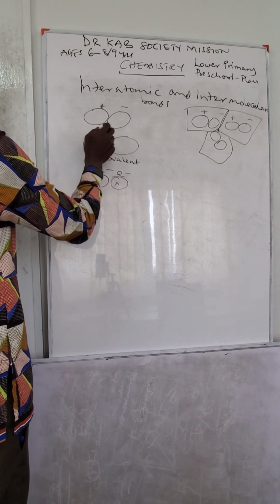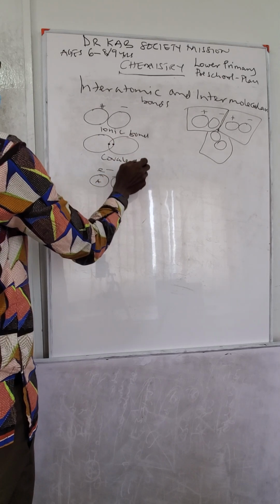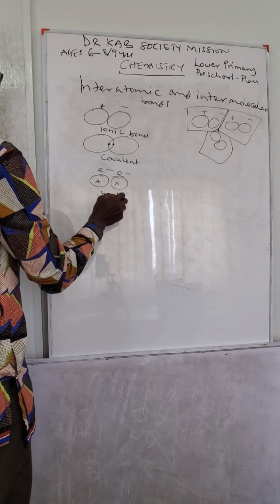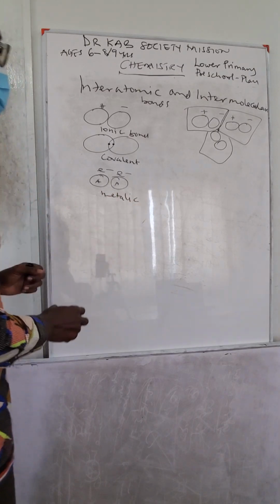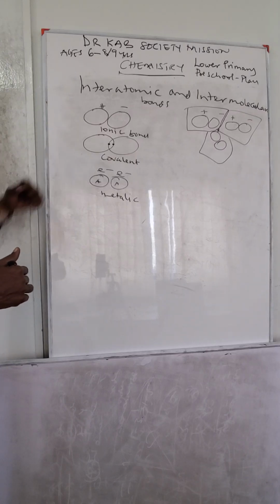This is ionic. This is covalent. And this is metallic. That is what is happening. You can let them sketch. Just let them draw and sketch.